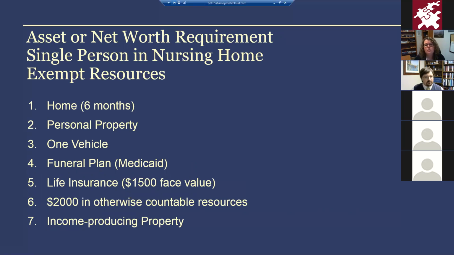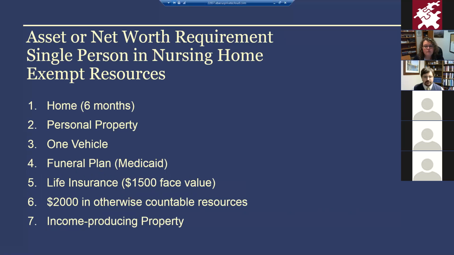All right, so the requirements for a single person in a nursing home, the exempt resources at this point are the home, at least the first 6 months. They can force you to provide a doctor's letter showing that you may be able to go home. If not, they may require you to either sell the home or show that it is income producing. So keep that in mind, that it is not always going to be an exempt resource.